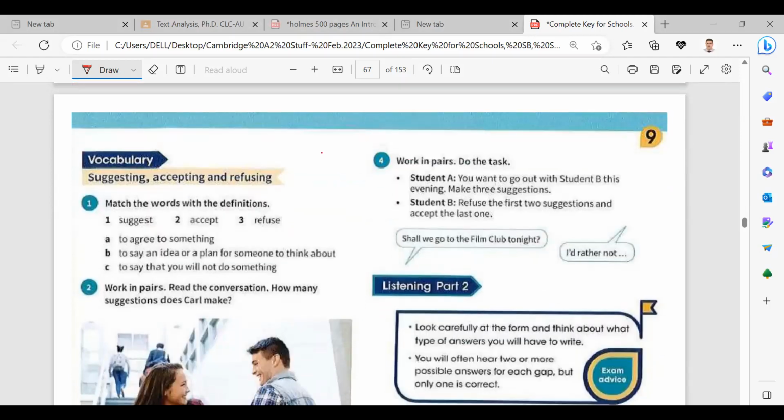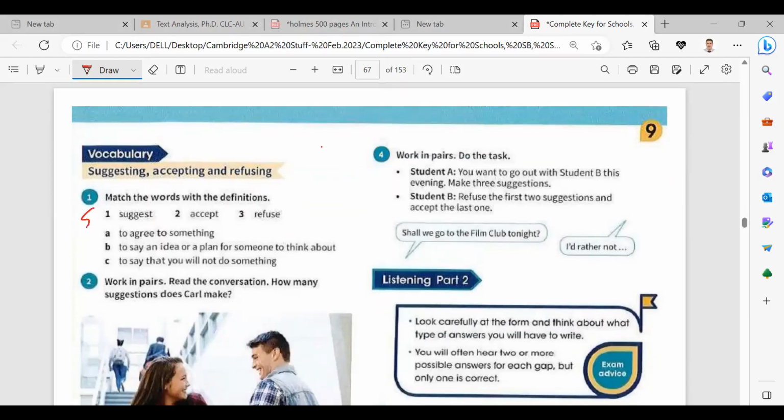So here, you should write the definition for suggest: to say an idea or a plan for someone to think about. So the right definition for suggest here is that. For example, suggest free time activities.